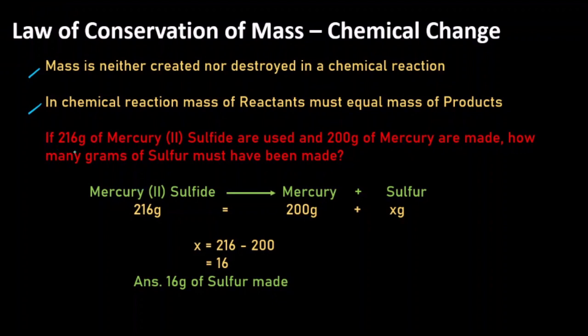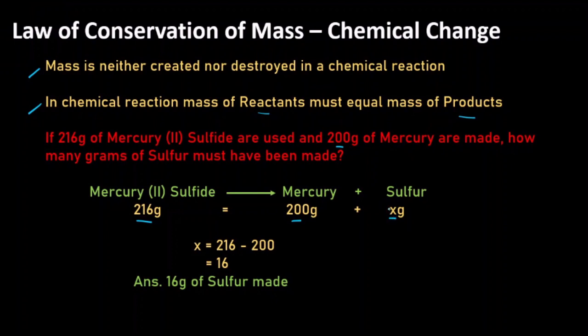As the total amount of reactants is given here and partially the amount of products is also given here, I will simply apply the law of conservation of mass like this. In a chemical reaction, the mass of the reactants must be equal to the mass of the products. So, according to this statement, the mass of the reactant is this one, 216. So the total mass of the products should exactly be equal to 216. According to the problem, the mass of mercury, that is one of the products, is already provided as 200 grams. So let's consider the mass of the other product, that is sulfur, as x gram.